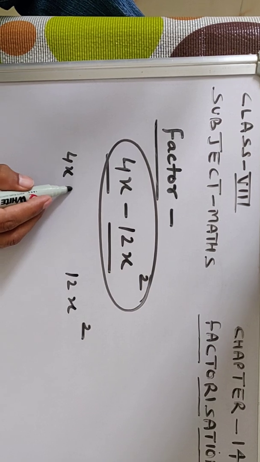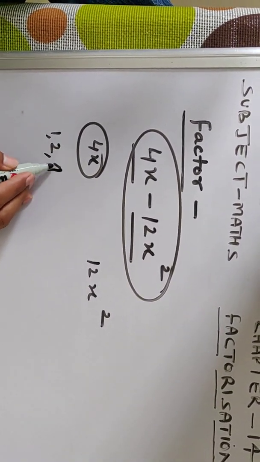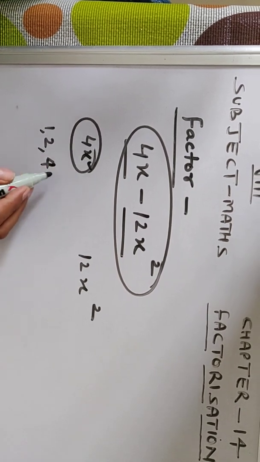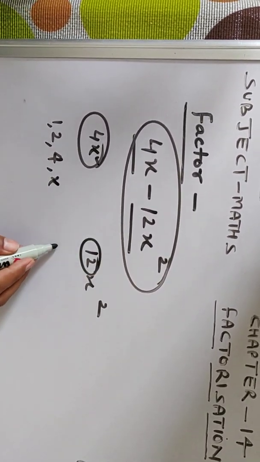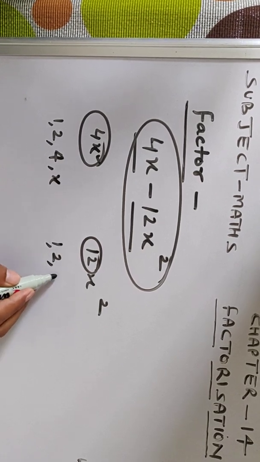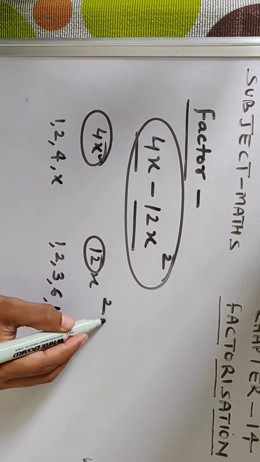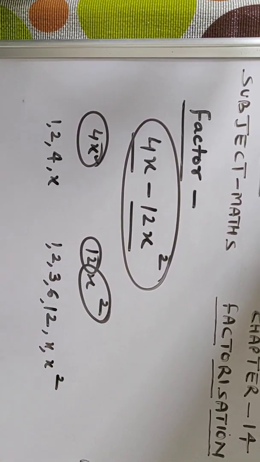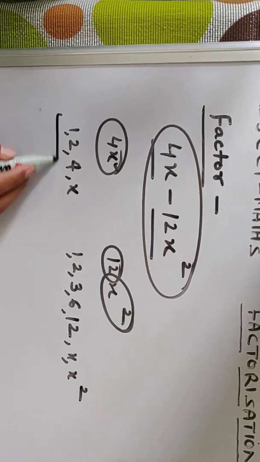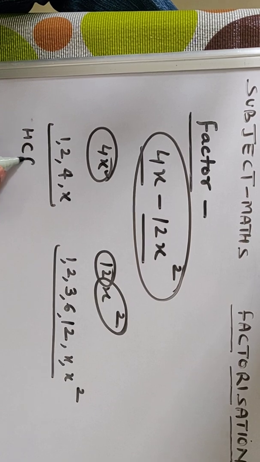So what are the factors of 4? 1, 2, 4. And what is the factor of x? X only. So what is the factor of 12? 1, 2, 3, 6 and 12. What is the factor of x square? X and x square. So in these two terms, what is the highest common factor?